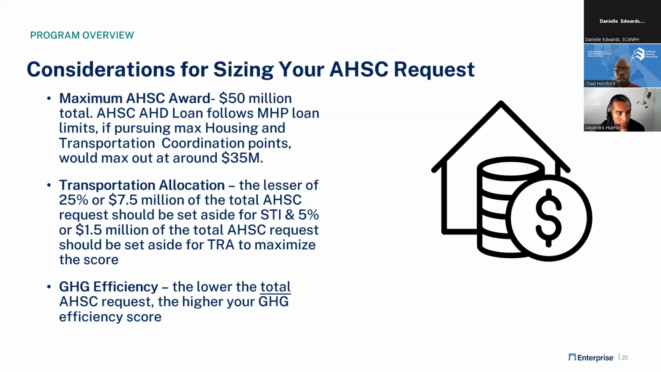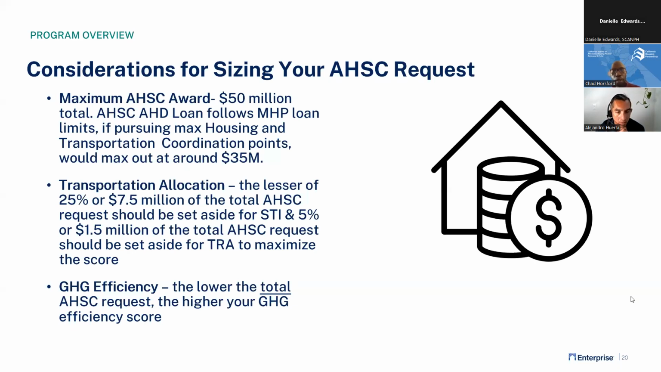Lastly, one important consideration that often gets overlooked with AHSC, I believe, is GHG efficiency, where by and large, I think there's a bit of a misnomer where people believe that you have to be a really large project to perform well in the AHSC competition. And while it is true that there are points tied to your greenhouse gas reduction, and that is tied to the project size, there is also a component of the greenhouse gas scoring that looks at GHG efficiency. So it looks at the greenhouse gas reduction in relation to your total AHSC request.